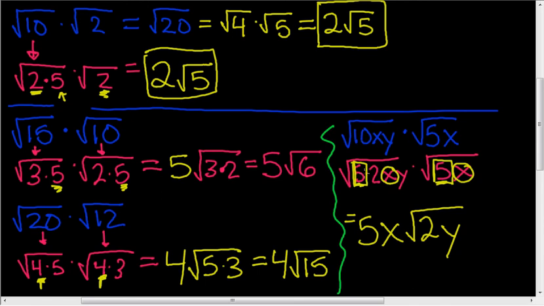Because this had a 5, this had a 5, so they came out together as 1. They both had an x, so that pair of x's comes out of the square roots as 1. And there was just a 2 and a y left over, so they're hanging out. And that's how you simplify and multiply fractions.